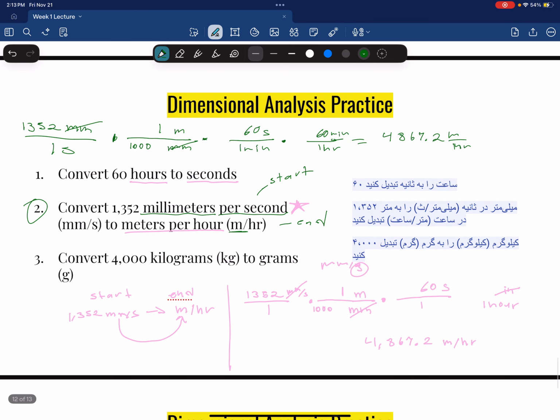So that covers dimensional analysis. If you guys have any questions, just let me know. I'm sorry about that mistake over here for this one. And I'm just going to go ahead and delete this part.